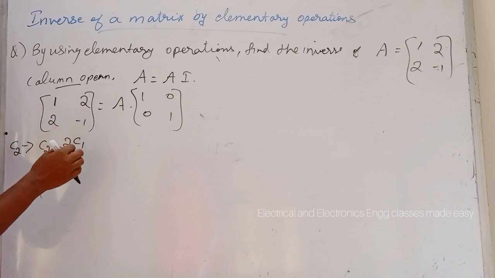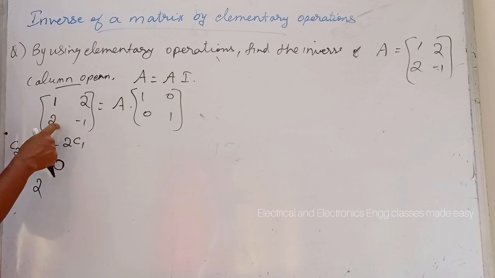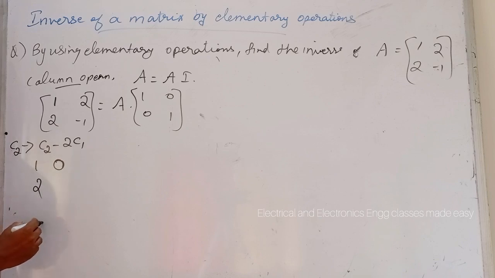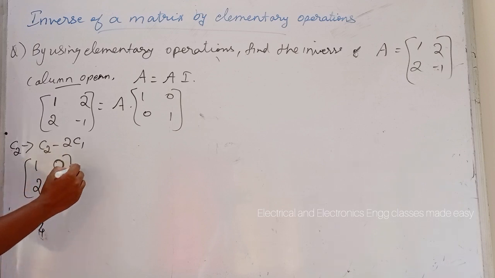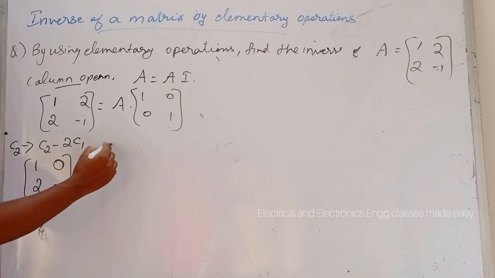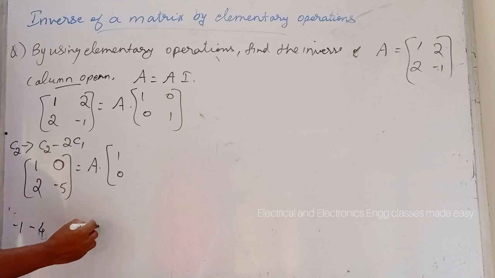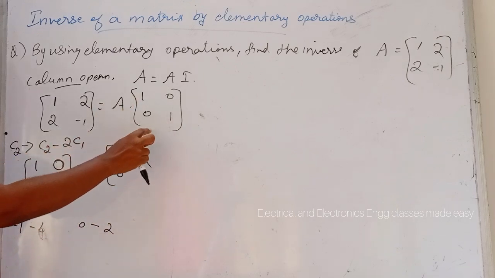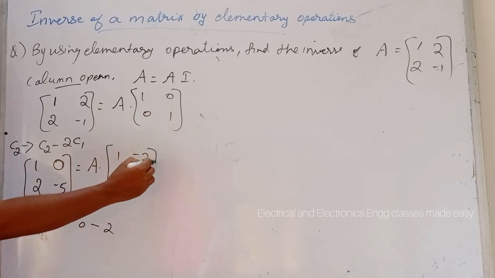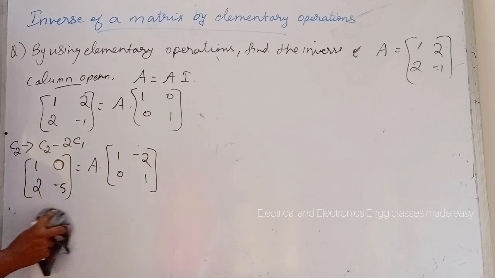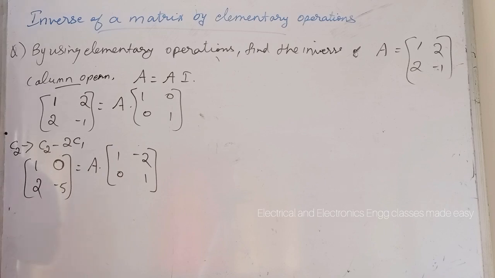Then C2 is changed. So here C2 minus 2C1, that is minus 1 minus 2 into C1, that is 2 into C1 is 4, that is minus 5, is equal to A into first column is 1, 0. Next column is 0 minus 2 into C1, that is minus 2. Then here 1 minus 0, that is 1. So this is the first step.